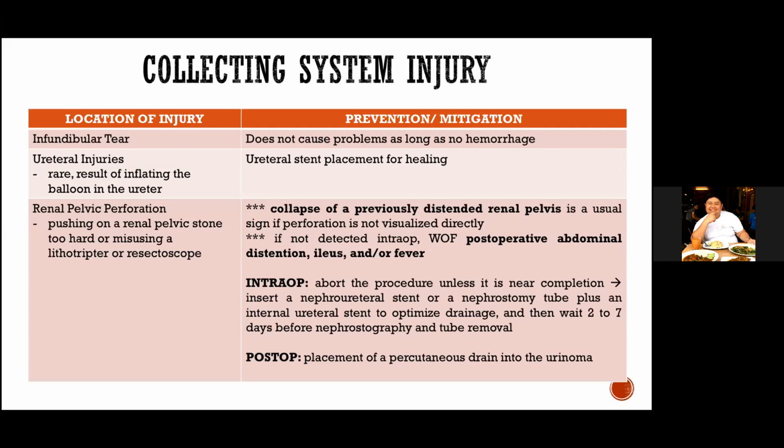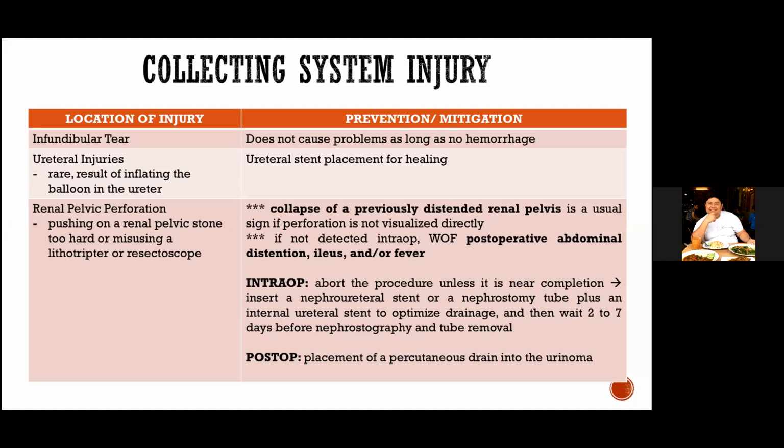So renal pelvic perforation is usually caused by pushing on a renal pelvic stone too hard or misusing a lithotripsy resectoscope. Collapse of a previously distended renal pelvis is a usual sign if perforation is not visualized directly. If not detected intra-op, watch out for post-op abdominal distension, ileus, and/or fever.